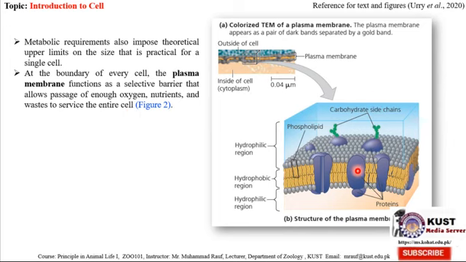So there is a structure of plasma membrane, which is a lipid bilayer embedded with proteins, and the lipid bilayer is hydrophilic on one side and their tails are hydrophobic. So such molecules which exhibit both hydrophobic and hydrophilic characteristics are known as amphipathic molecules.